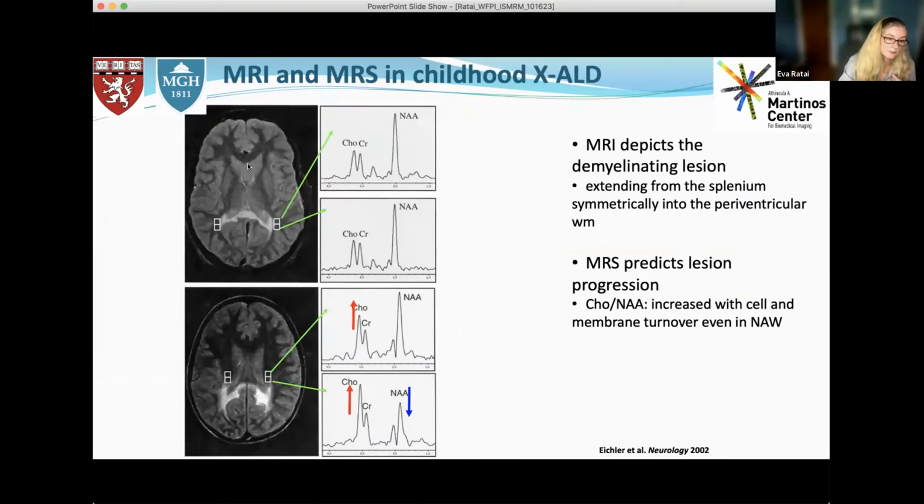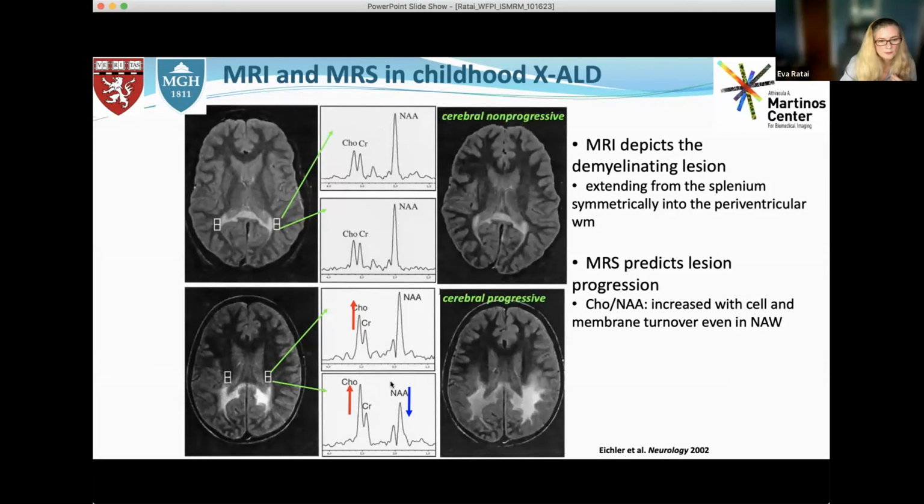So the MRI is actually pretty good in depicting the demyelinating lesion, and it typically extends from the splenium symmetrically into parieto-occipital white matter. Sometimes it starts in the genu. So we place voxels right at the edge of the lesion, not in the lesion. This looks pretty normal, but in this kid, you do see elevated choline and decreased NAA. The second kid here was progressive, while the other one was non-progressive. So spectroscopy kind of predicts the lesion progression. And these days, we also look at treatment response, because these kids get either stem cell or gene therapy.